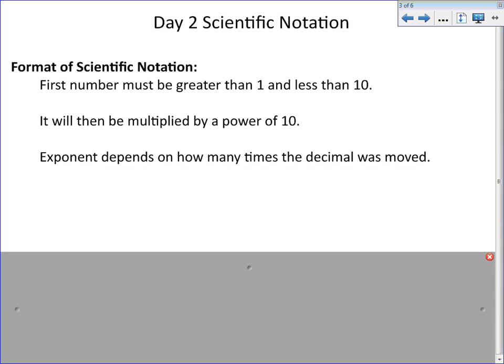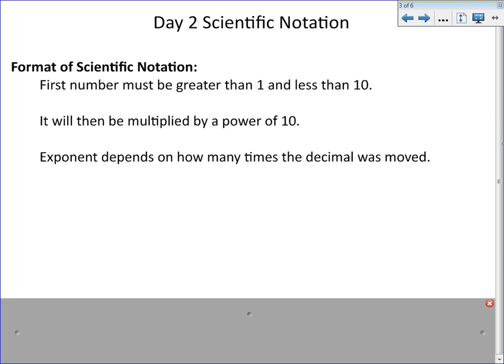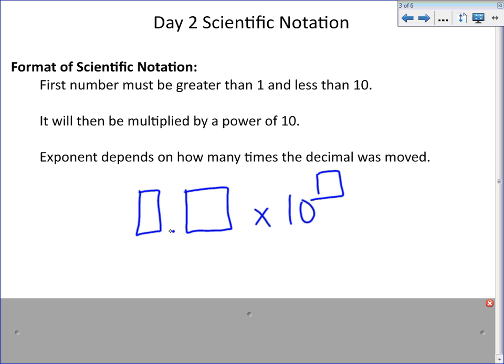The format for scientific notation, basically you're going to see some number, then a decimal, then the remaining digits of that number, and you're going to go times 10 to the something power. The format will always look like this. The only exception is you might have a 0 here, which would just leave you with 4 times 10 to the something power. But that first number must be greater than 1 and less than 10.